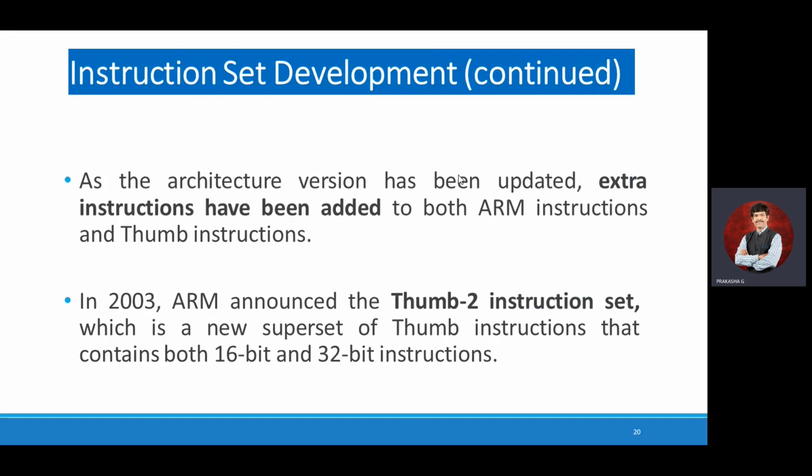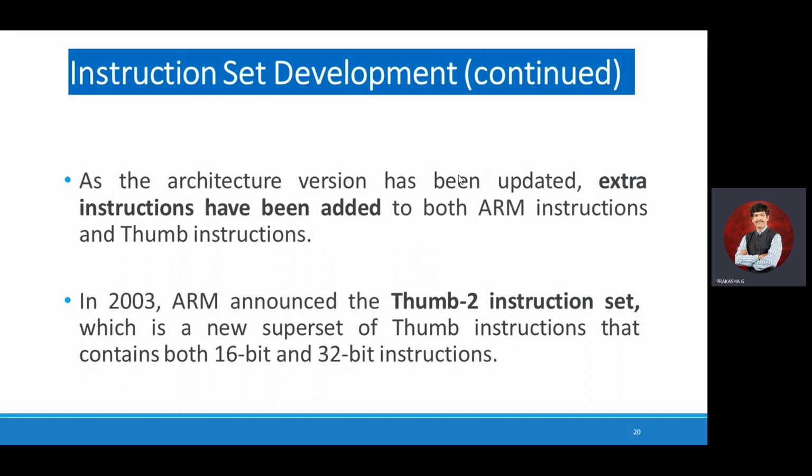And now we have binary to octal, octal to hexadecimal, all those things. We were not having all those options. We were having only arithmetic. Trigonometrical operation was not there at all. Now, as the architecture advanced and the technology changed, they have added new instructions. Trigonometrical instructions have been added. Memory has been added, where you can go back and modify your instruction and execute that. So, as the architecture version has been updated, extra instructions have been added to both ARM instruction and also thumb instruction.